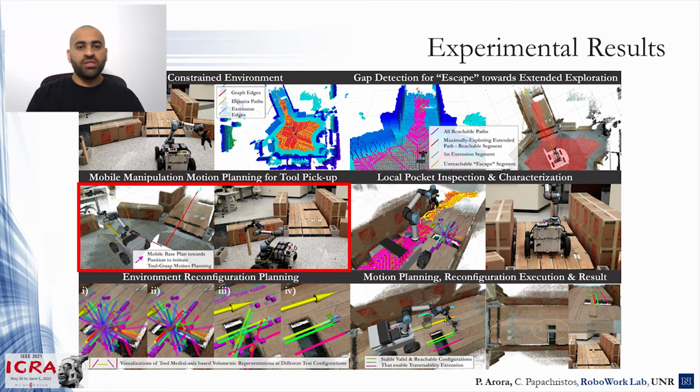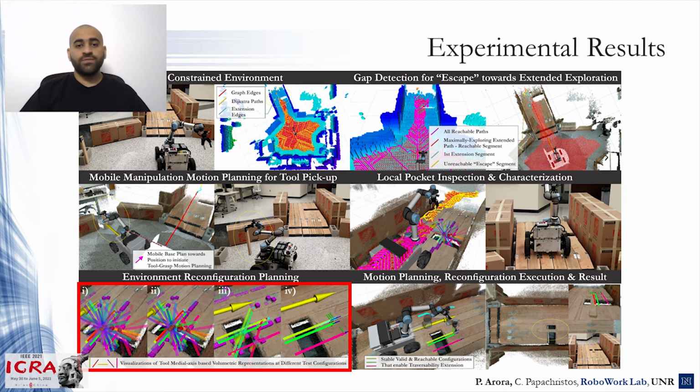It is mentioned that the geometric knowledge of this timber log is provided a priori, but localizing it in the environment and grasping it are performed autonomously by the robot. The robot approaches the candidate traversability extension region and conducts close-up accurate inspection and structural characterization of the terrain gap pocket. The exhaustive search results over all considered test tool configurations are visualized here.